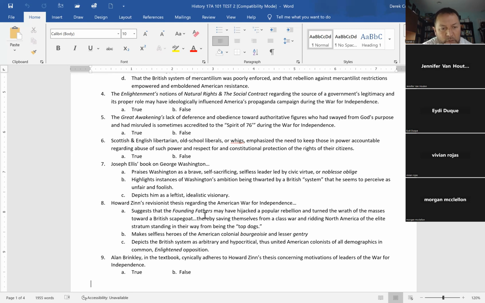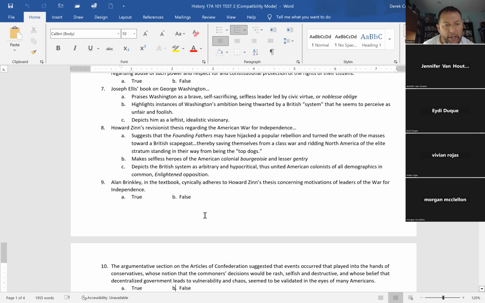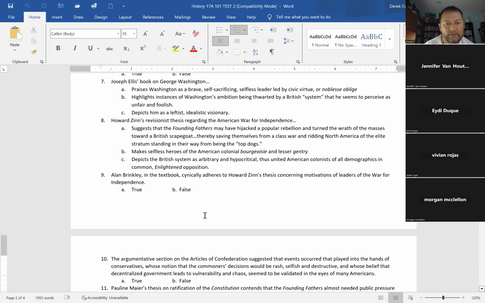All right. Howard Zinn had the demagogue thesis, right? That the founding fathers were manipulative, upper crust colonists who deflected the wrath of the poor toward a convenient British scapegoat so they could be the top dog standing. So had we used Alan Brinkley's textbook, you would see that it adheres to the salutary neglect thesis, not Howard Zinn's demagogue thesis. So that one's not true.